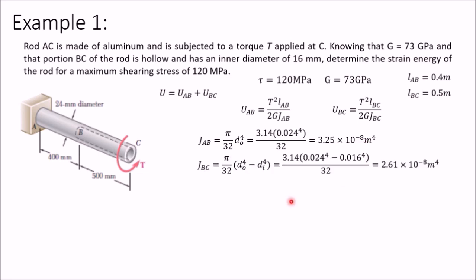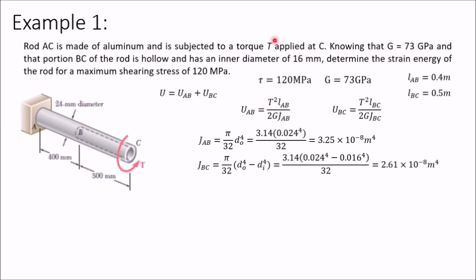Similarly, polar moment of inertia of BC is pi by 32, outer diameter DO raised to 4 minus DI raised to 4, is equal to 3.14. This is outer diameter, this is inner diameter, divided by 32. You will get 2.61 into 10 raised to minus 8 meter raised to 4.